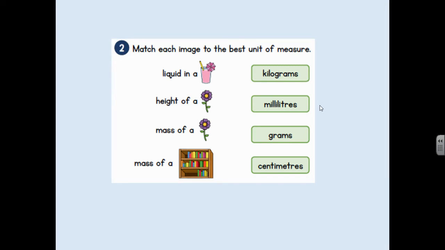Right. Question number 2, match each image to the best unit of measure. The units of measure are here: kilograms, milliliters, grams and centimeters. The images are here: liquid in a glass, height of a flower, mass of a flower and mass of a bookshelf. So what you need to do is match each of these images to one of the best units of measure.